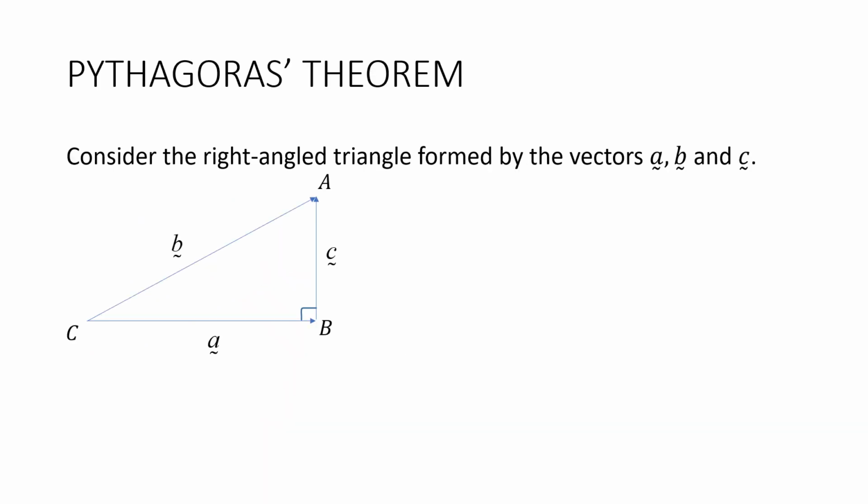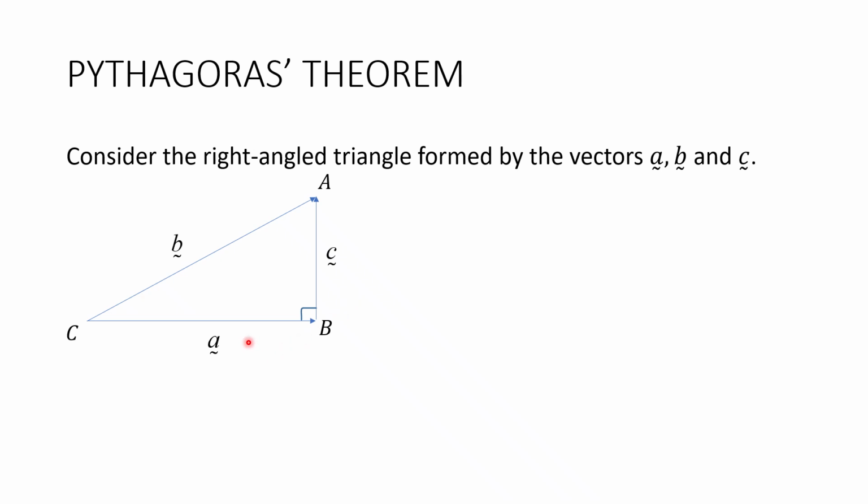Now let's prove Pythagoras' theorem. You've probably heard me say a few million times how much I love vectors because they make life so easy. To prove Pythagoras' theorem without vectors takes pages. In a few seconds you're going to see how easy this is. Consider the right-angled triangle formed by the vectors A, B and C. Now what we'd really want to do is prove that the magnitude of B all squared is equal to the magnitude of C all squared plus the magnitude of A all squared.